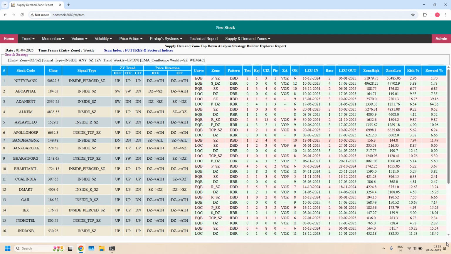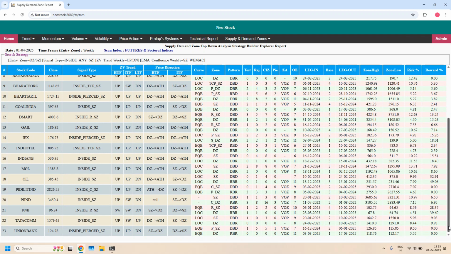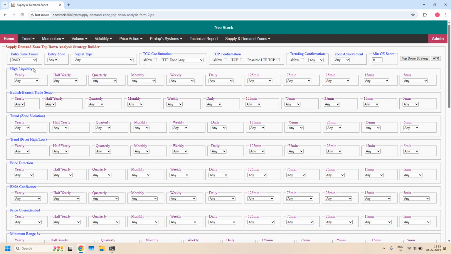Now the list is reduced. First 16 stocks in the list. So in all these stocks, weekly supply zones having weekly EMA confluence and also current price closed inside those weekly supply zones. Scrolling the list down. So total 23 stocks are filtered. So this is about weekly time frame. And the next time frame is daily.